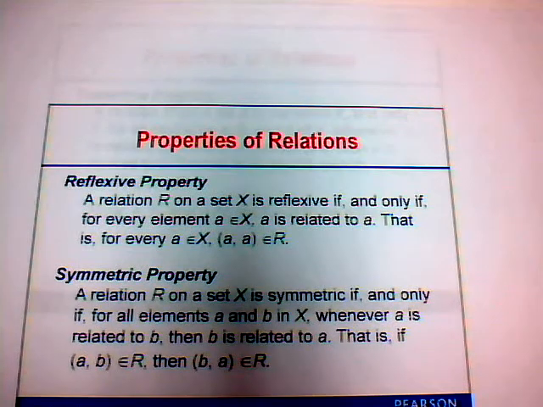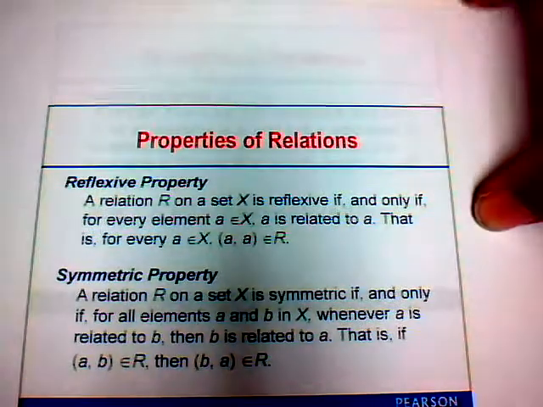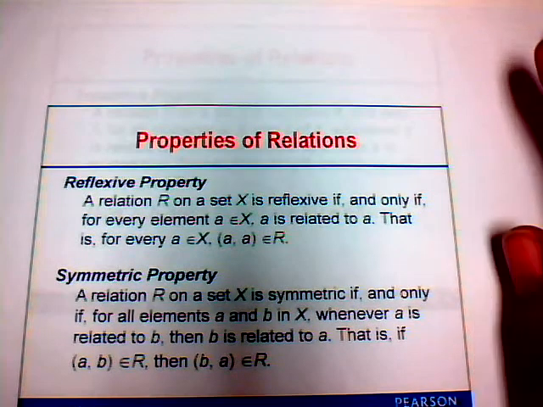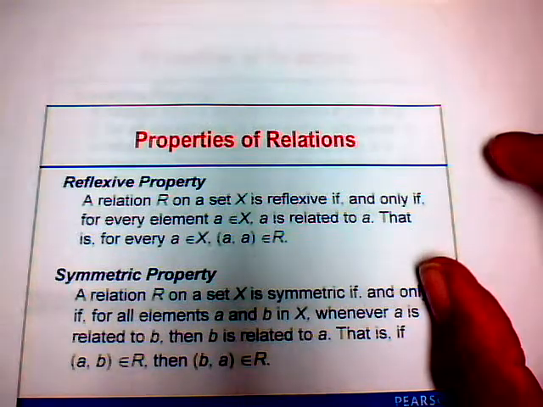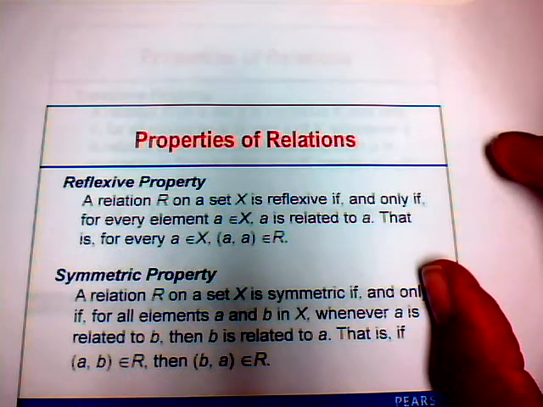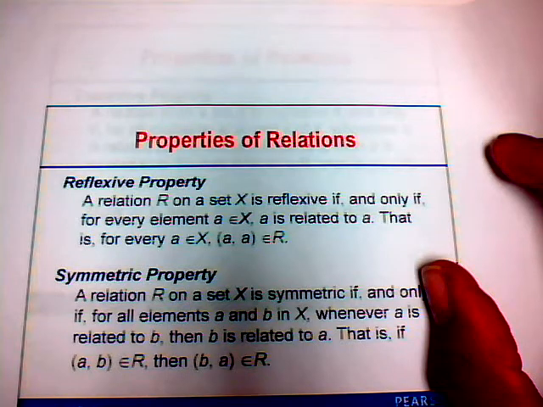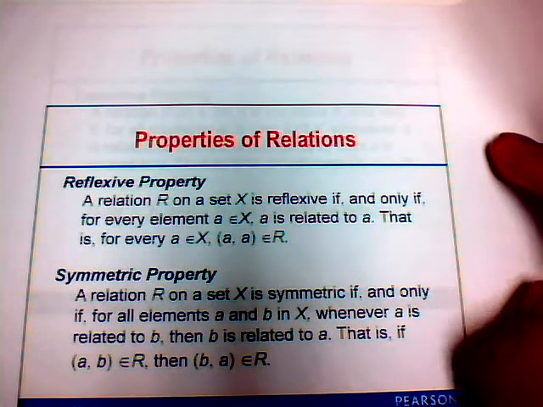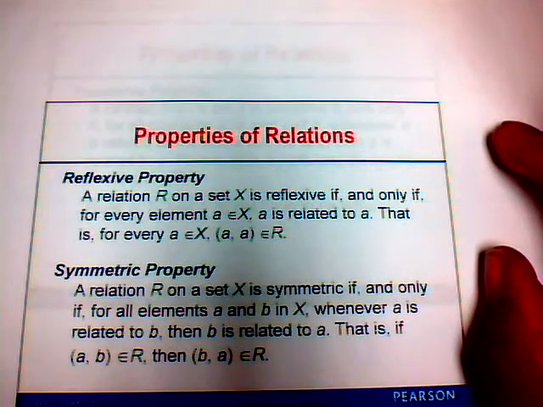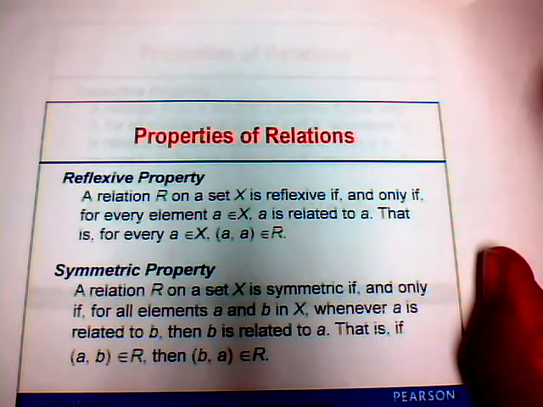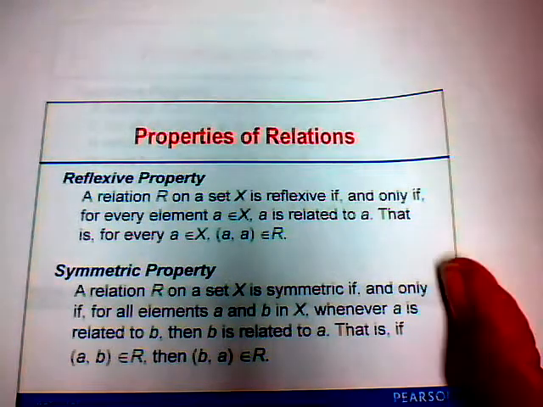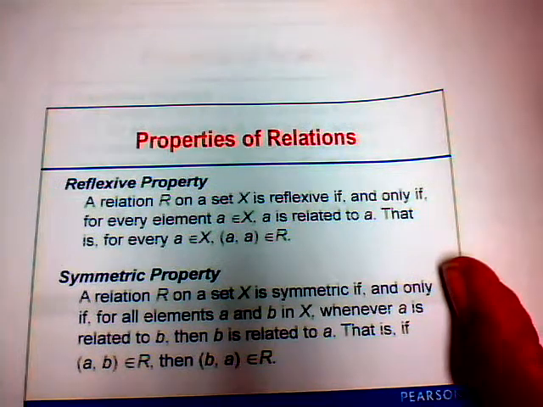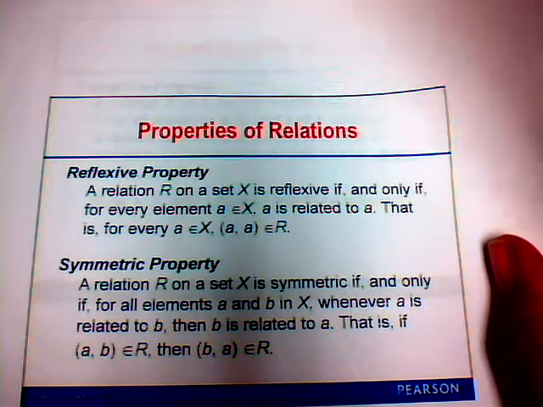And then you have properties of relations. One of them is the reflexive property, which is: a relation R on a set X is reflexive if and only if for every element A in X, A is related to A. That is, for every A, an element of X, A comma A is an element of R. And then the symmetric property: a relation R on the set X is symmetric if and only if for all elements A and B in X, wherever A is related to B, then B is related to A. That is, if A comma B is an element of R, then B comma A is also an element of R.